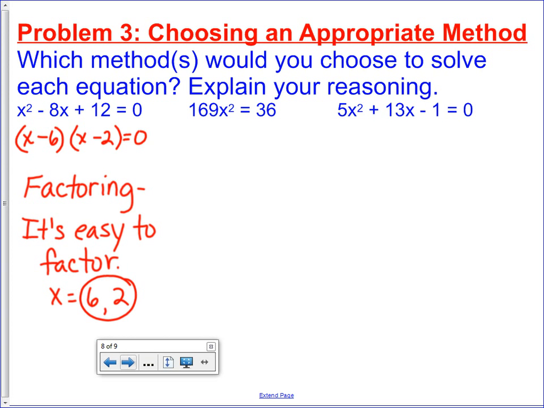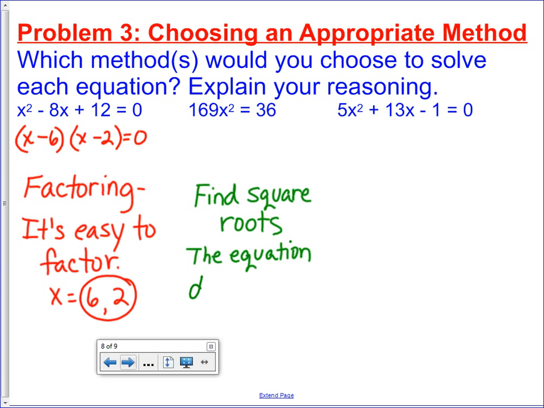In our next example, 169x squared is equal to 36. This is one where I would find square roots. And the reason I would use finding square roots as the method to solve is because I do not have a bx term. I'll just say the equation does not have an x term. We'll call it that, an x term.